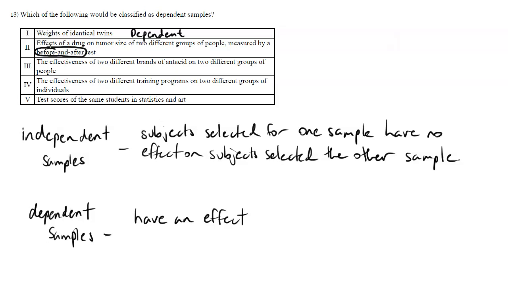Now I'm using 2 different groups of people, but when I choose a person for the before test, I have to choose that same person for the after test. So when you're choosing the same person, when you're doing before and after, dependent.